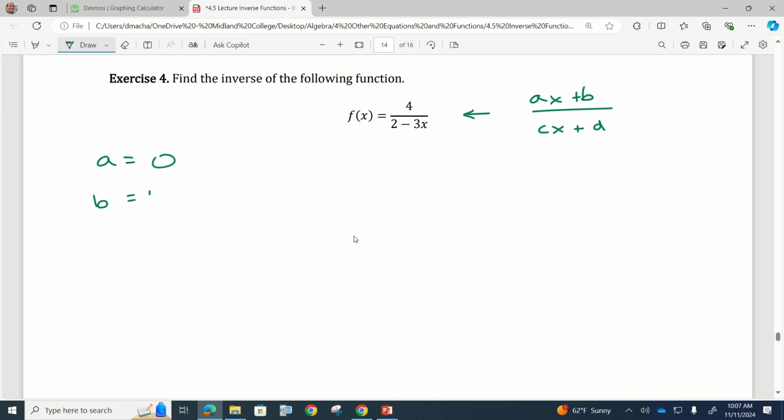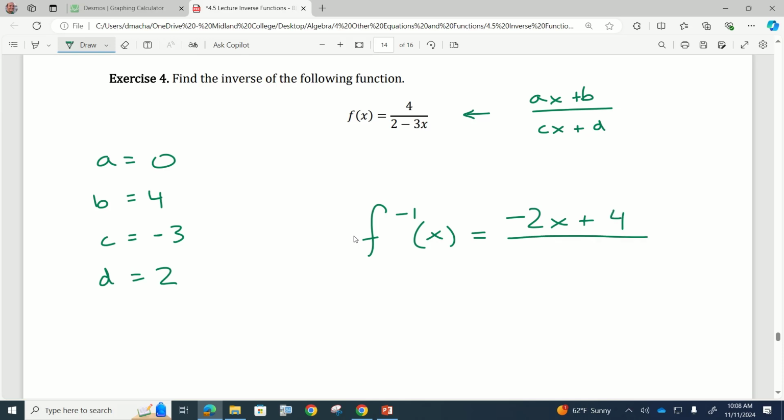Okay, this one is a little bit tricky, but it still technically meets the format ax plus b over cx plus d. Okay. A is 0. B is... C is... Yeah, negative 3. And then D is 2. So if I want to write the inverse function, I write negative 3x minus 0, right, for the minus a at the end, but who cares about minus 0? That's the answer.